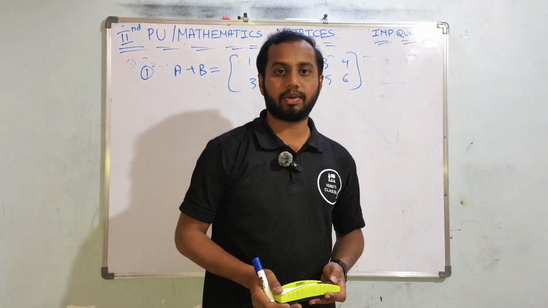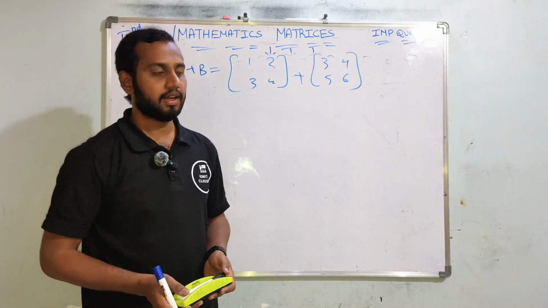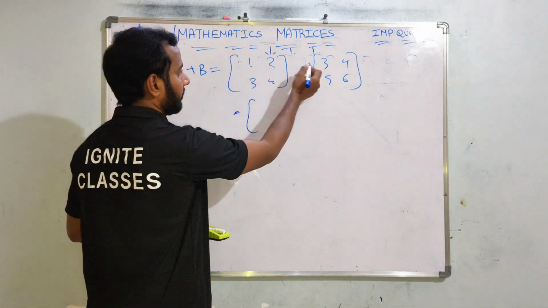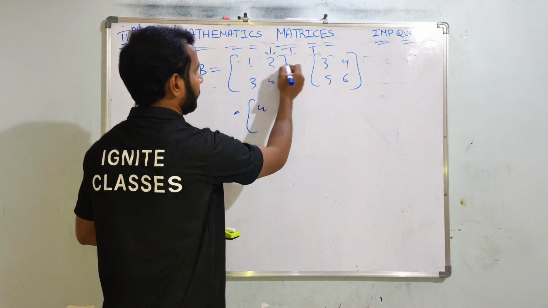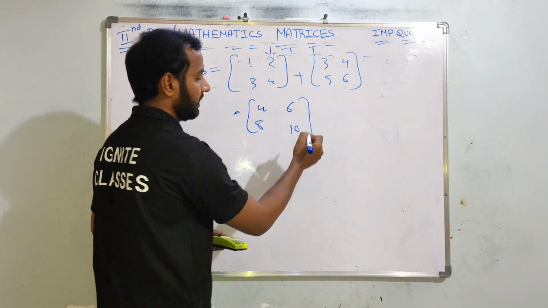Addition of matrix is applicable only when the order of the two matrices is the same. Then only we can add or subtract the matrices. Now corresponding elements we need to add. A11 with A11. 1 plus 3 is 4, 2 plus 4 is 6, 3 plus 5 is 8, 4 plus 6 is 10. This is your addition of matrix.